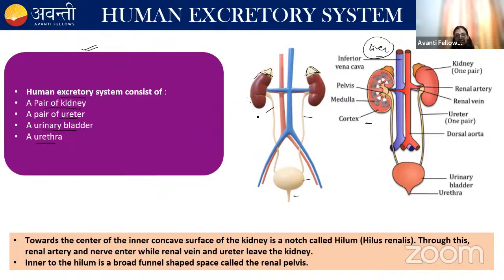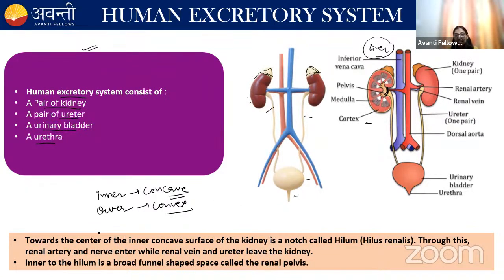The kidney has 2 surfaces, one inner and the other outer. The inner is concave in nature and the outer is convex in nature. On the inner surface, there's a hilum. Hilum is a notch or a depression present on the inner concave surface of the kidney. And hilum is also known as the root of the kidney.